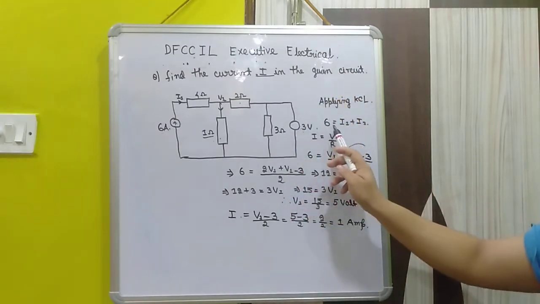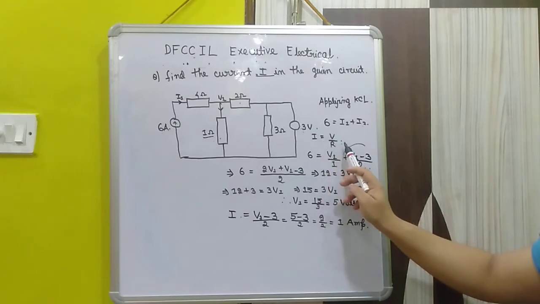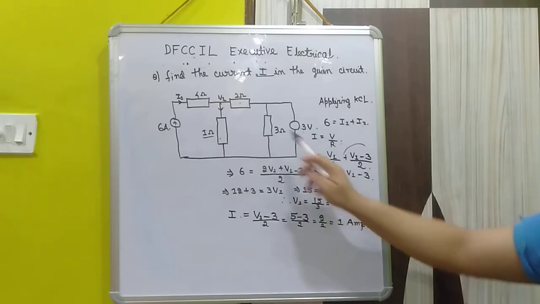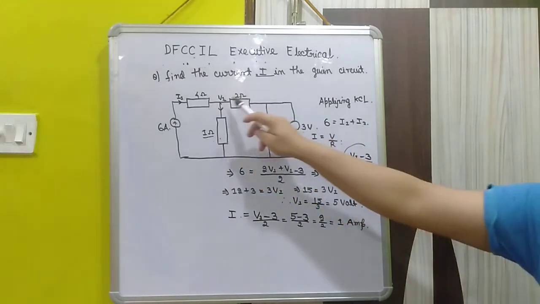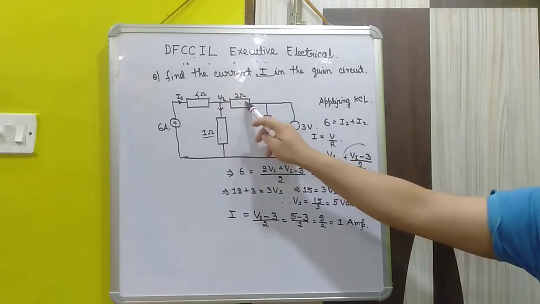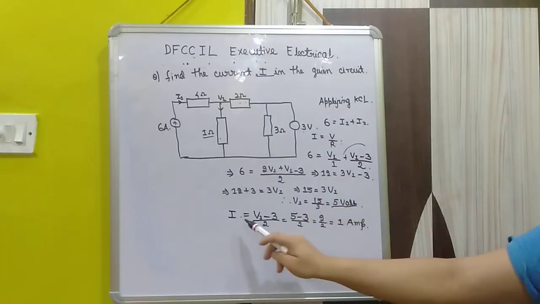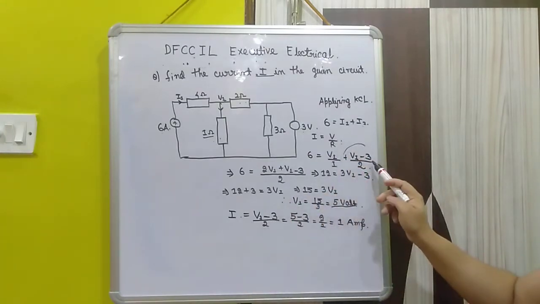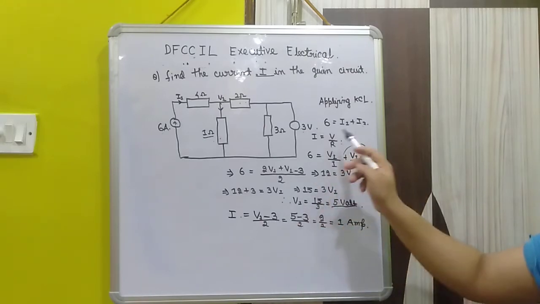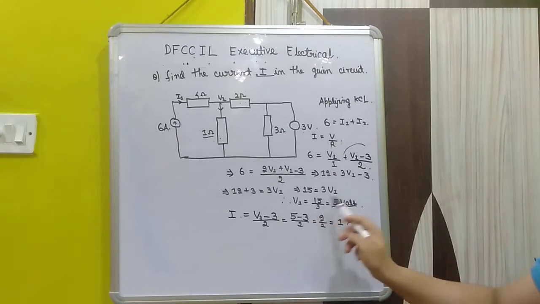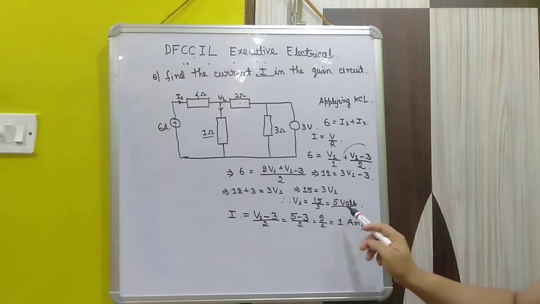First of all, we have taken two currents, 6 is equal to I1 plus I2. As we know, I is equal to V by R. So V1 will be divided by this resistance, and V1 minus 3 will be divided by this resistance. After calculating, we get the value of V1, and from there, I is equal to V1 minus 3 by 2. We put the value of V1, that is 5, in this expression, 5 minus 3, and ultimately the answer will be 1 ampere.